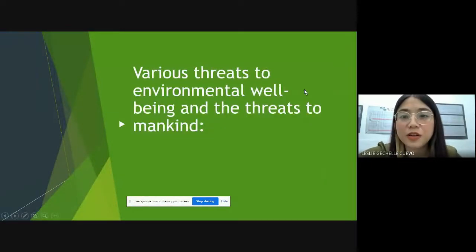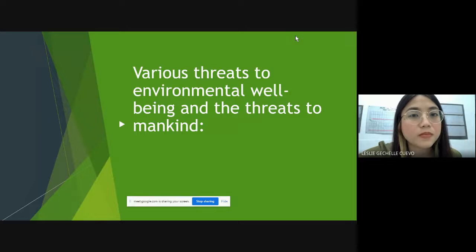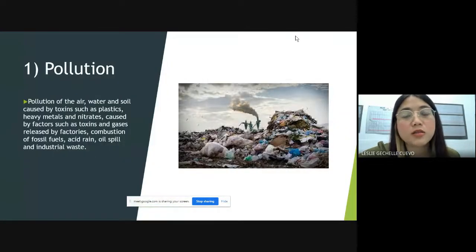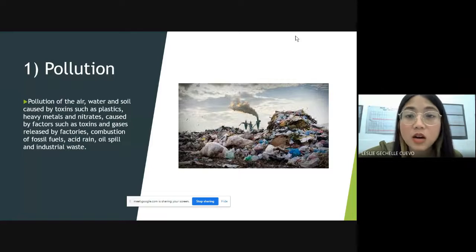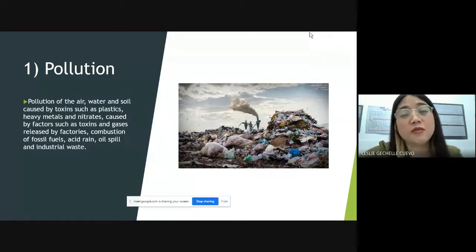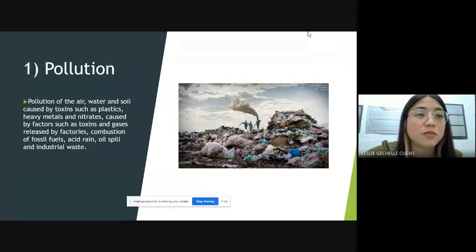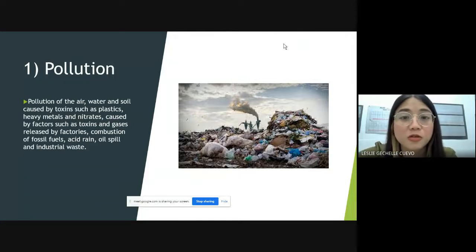Okay, various threats to environmental well-being and the threats to mankind. First is obviously pollution. Pollution of the air, water, and soil caused by toxins such as plastics, heavy metals, and nitrates caused by factors such as toxins and gases released by factories, combustion of fossil fuels, acid rain, oil spill, and industrial waste. So, madaming uri ng pollution. And obviously, it causes environmental degradation also.